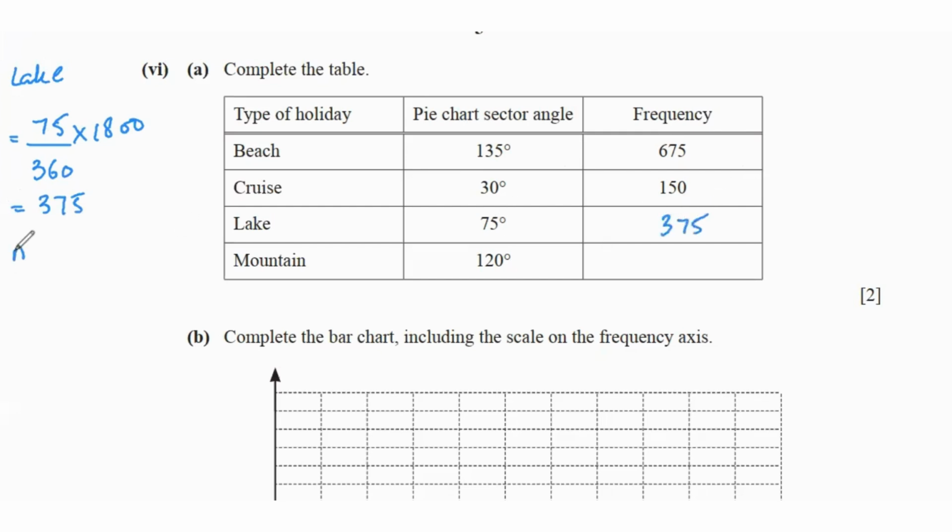Then for mountain, we're going to do 120 over 360 times 1800. And that is going to give us the value of 600. So this is the frequency for each of these categories.